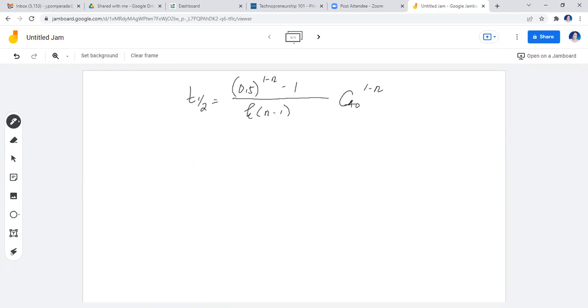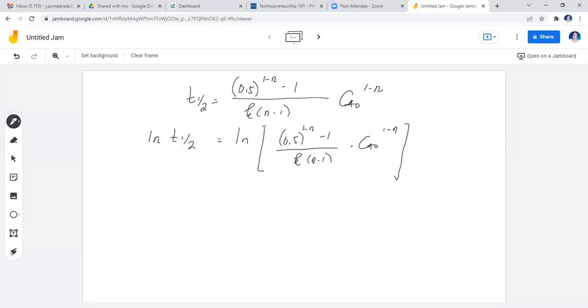I'm going to ask you, how am I going to get a linear equation from this particular formula? What should I do? I should get the ln of both sides of my equation, or I should get the log of both sides of my equation. So it would be something like this. Okay. And then what will happen?